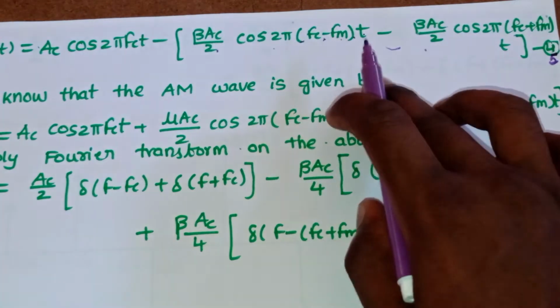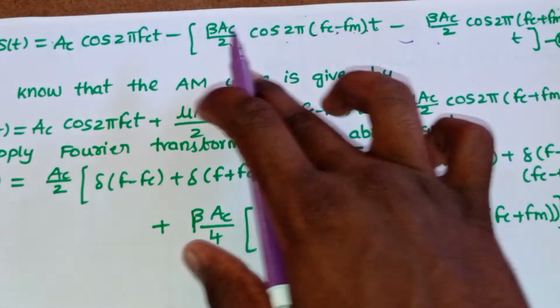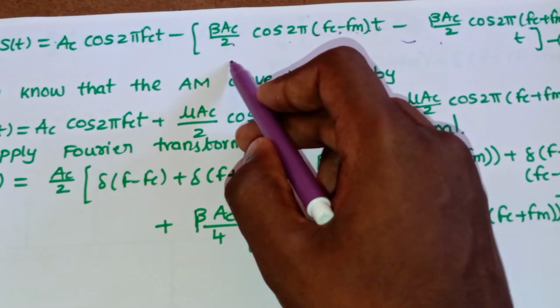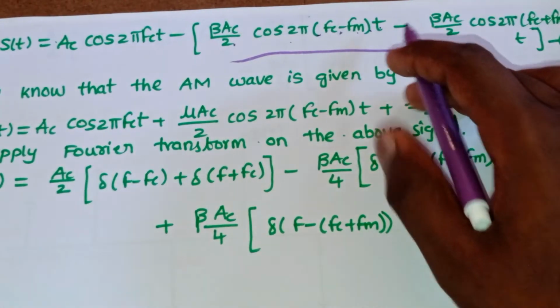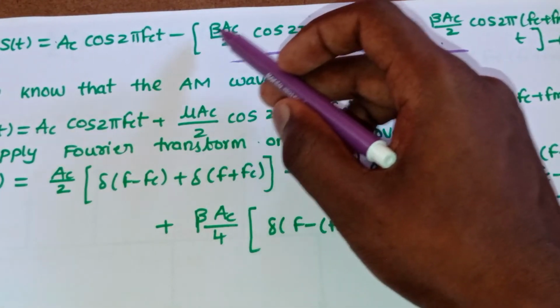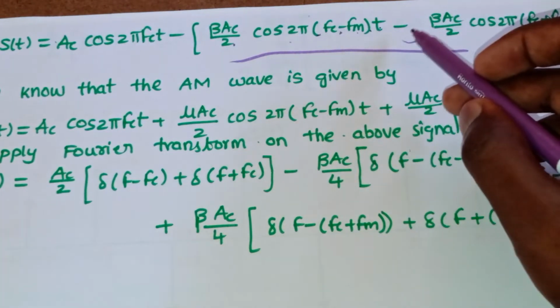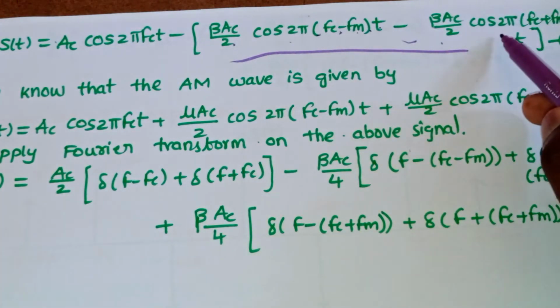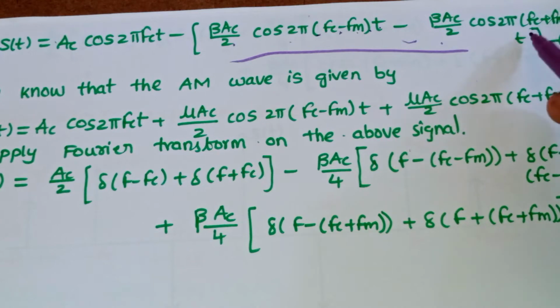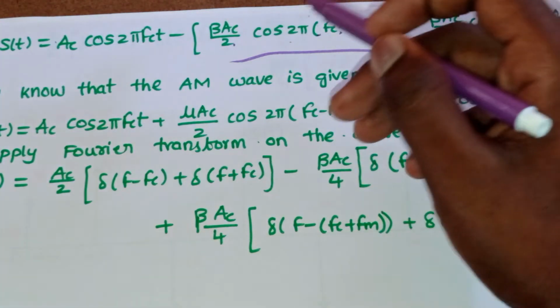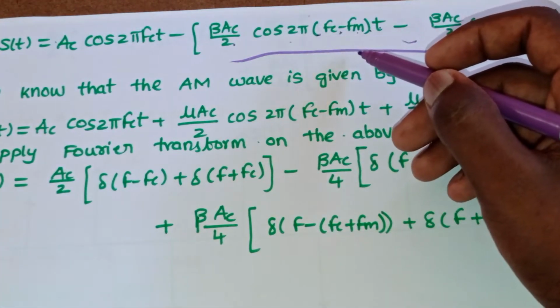Now this is the equation for the narrowband frequency modulated wave, that is Ac cos 2 pi fc t minus beta Ac by 2 cos 2 pi of (fc minus fm) t minus beta Ac by 2 cos of 2 pi of (fc plus fm) t. This is the standard form of narrowband FM.